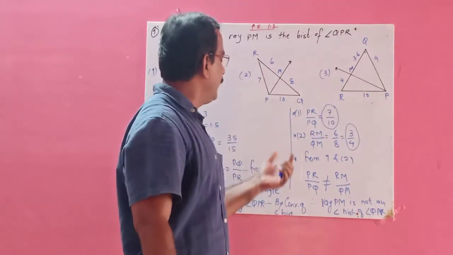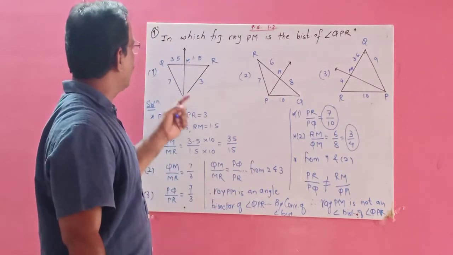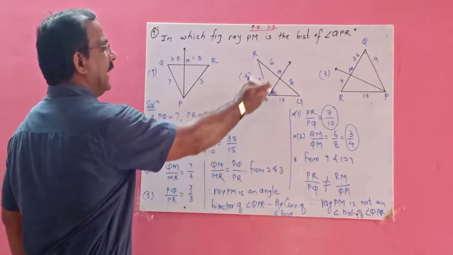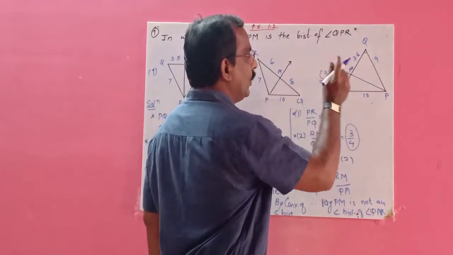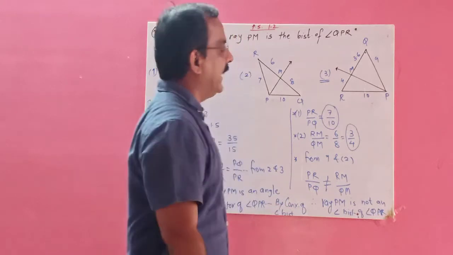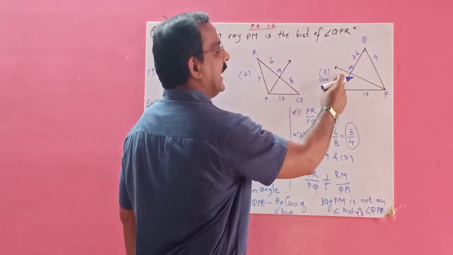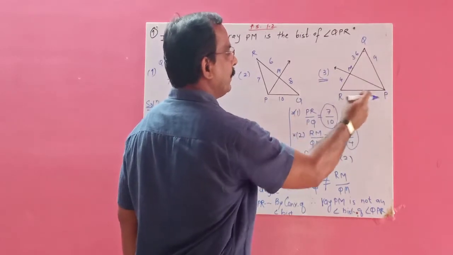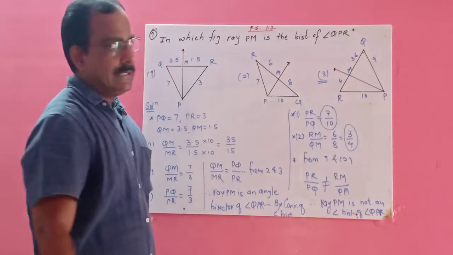So I hope children, from these two sums you understood how to prove that the line is an angle bisector. The third sum I am giving you as homework. Try yourself and find out whether ray PM is an angle bisector of QPR or not. Now I will do the second sum.